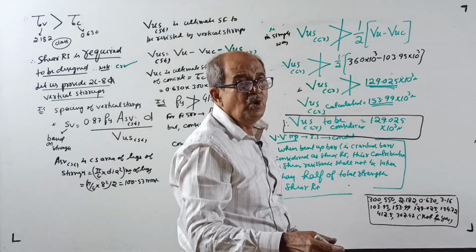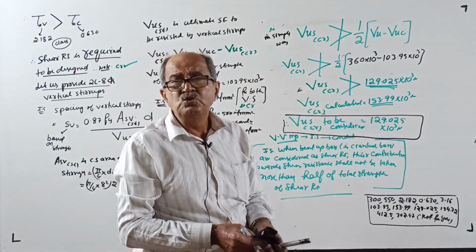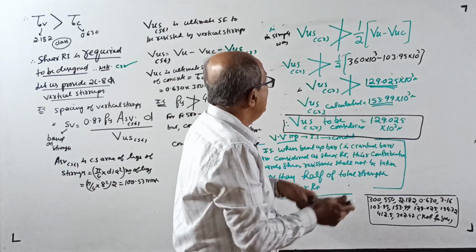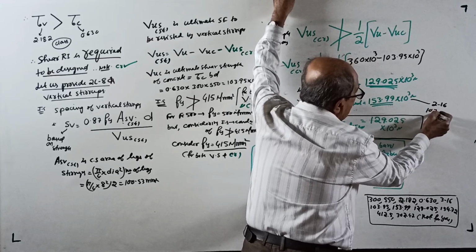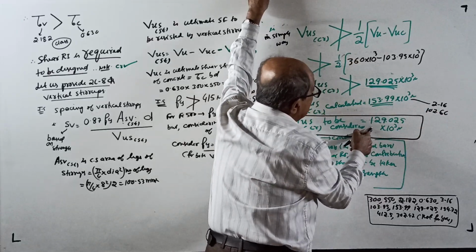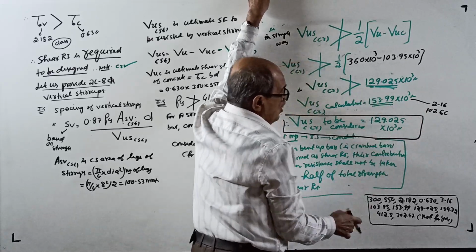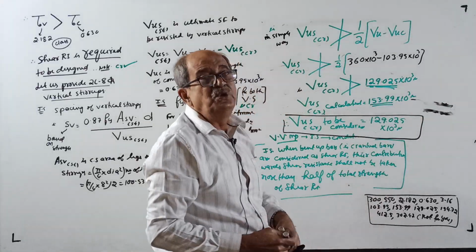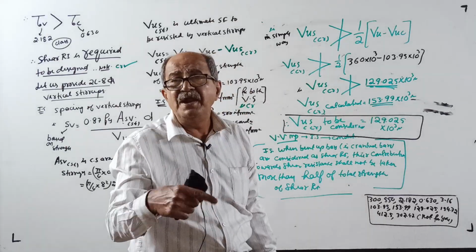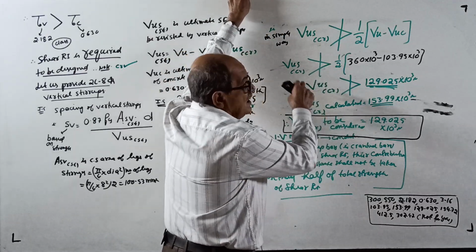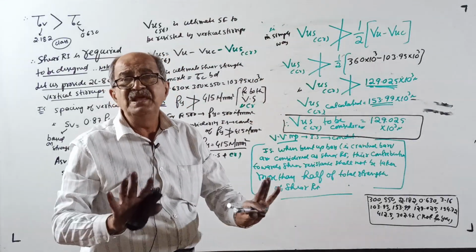Now, make a small note. By chance, if only 2 bars of 16 torr are used instead of 3 bars, the value will be 102.66. Then you have to consider not 129, you have to consider 102.66. Why that much confusion? VUSCR to be considered is either the VUSCR calculated value or the VUSCR conditional value as per IS code, among the two values, whichever is least.